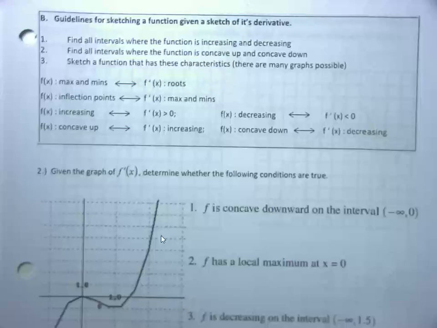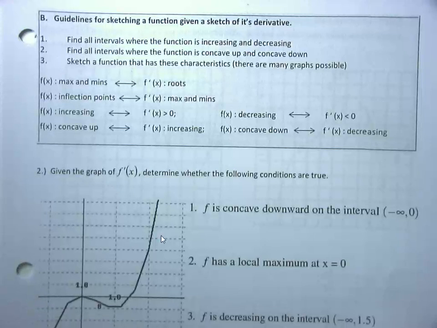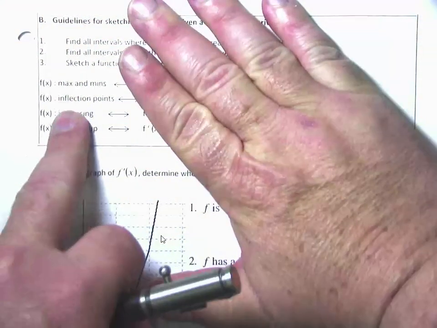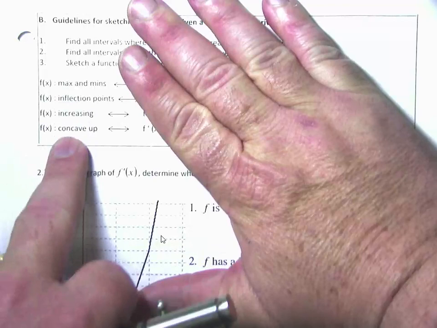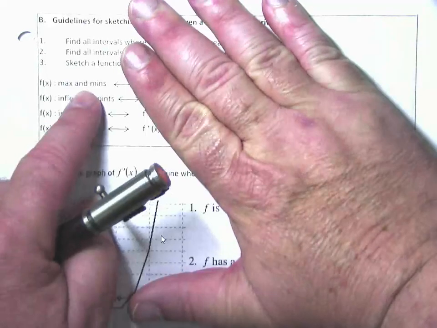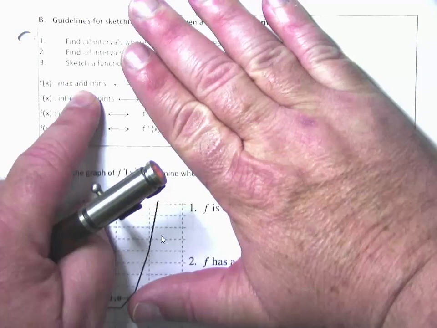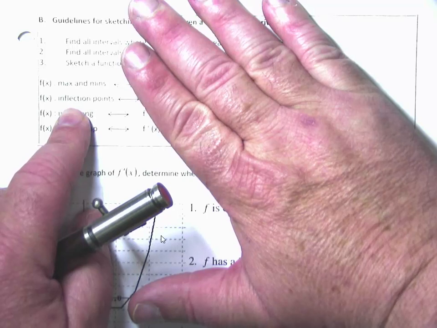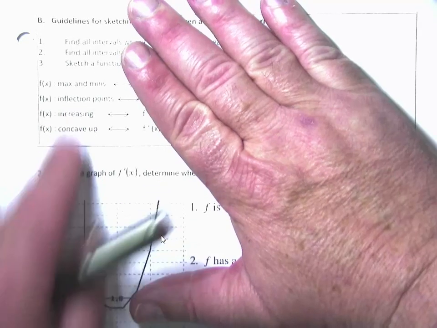This is the ones, 4.4, is where they start to try to get you to outthink the problem. This is a mental game at this point. We know about a function: max min points, inflection points, increasing, concave up, concave down. What's the deal? To find max min points, the derivative is equal to what? 0. Inflection points, how do you find those suckers? The second derivative is equal to 0.